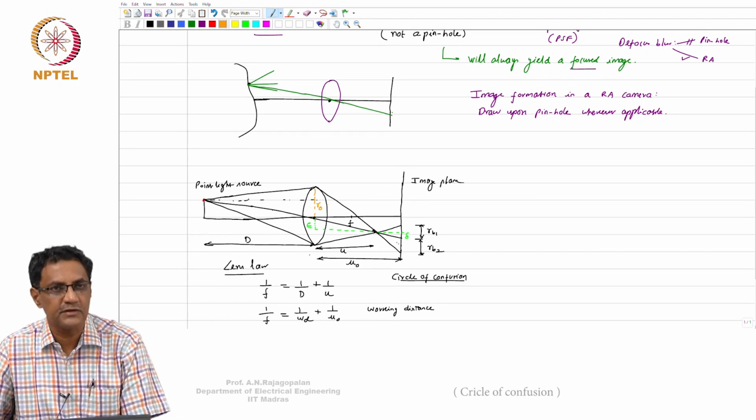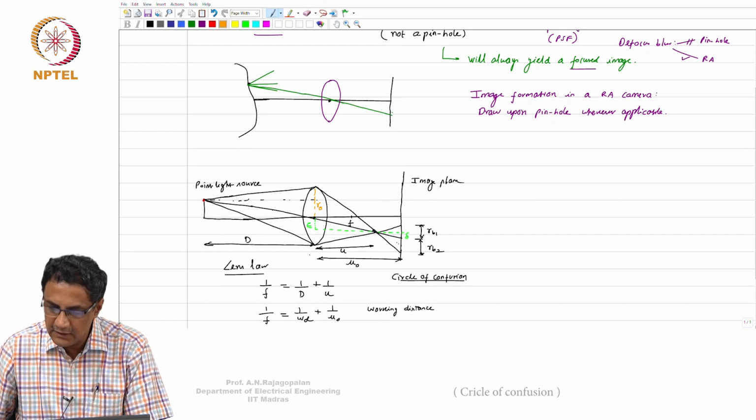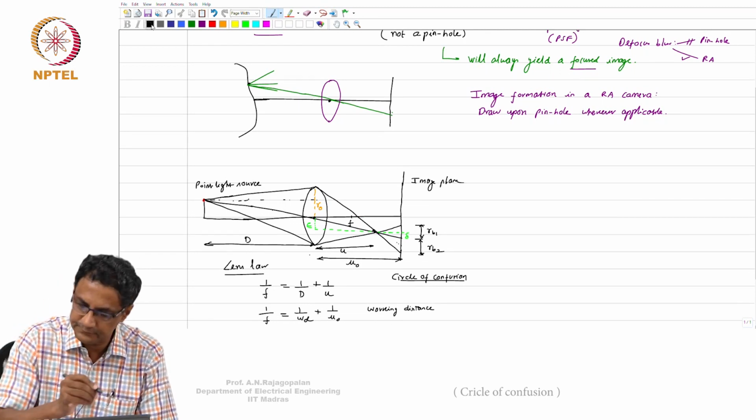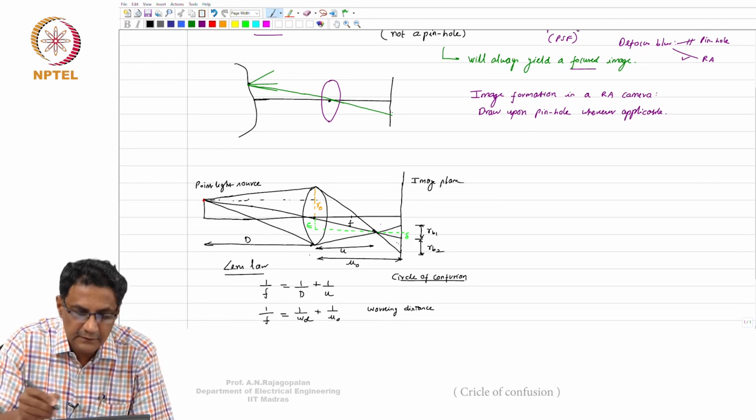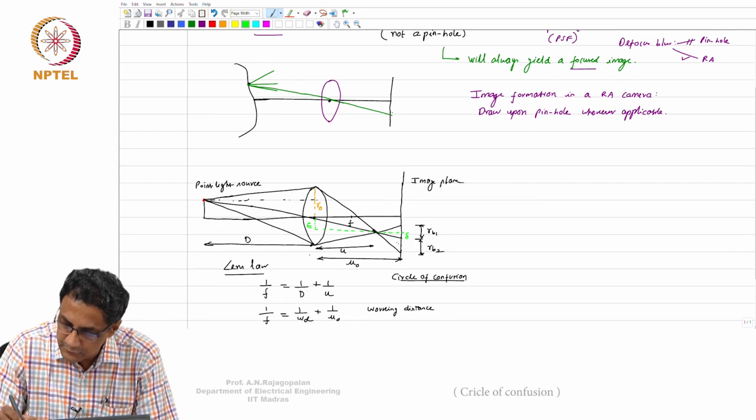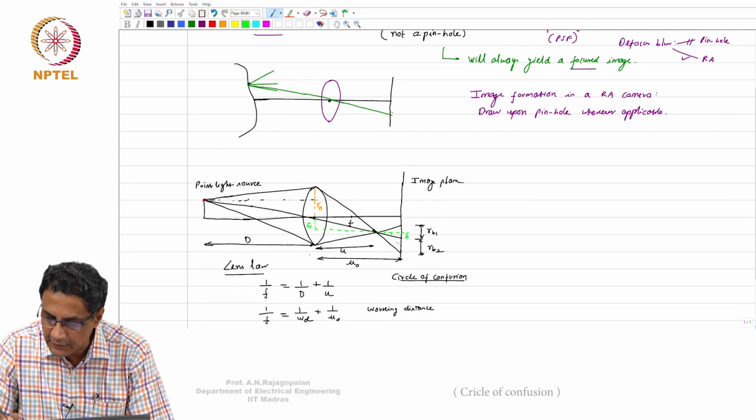Now, using some simple similarity of triangles, let's do the first one. Let's look at this angle. Let's look at this angle.